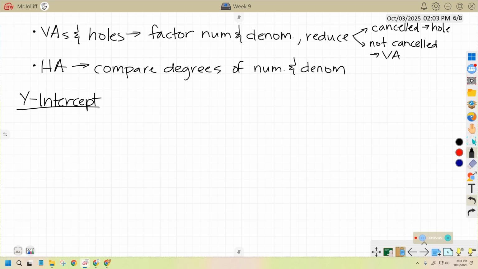And the y-intercept occurs where x equals what? 0. Very good. So all I have to do to find my y-intercept is find f of 0. That's not so bad. Make the x a 0. See what we get. So let's do some examples.